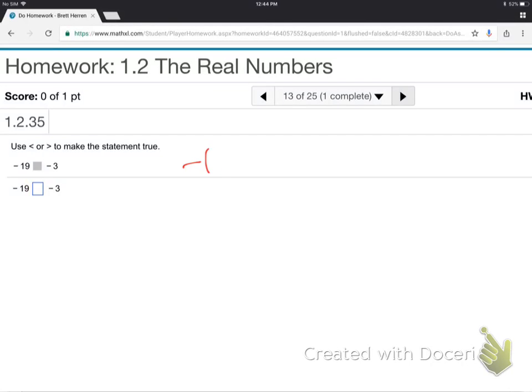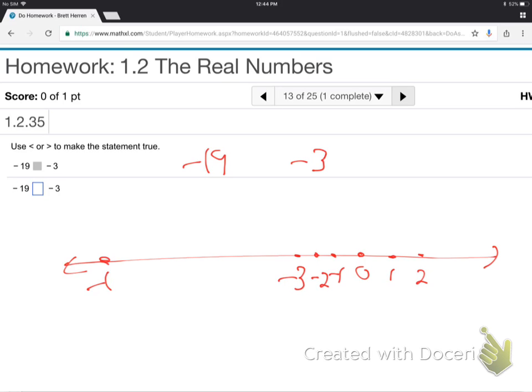Okay, so minus 19, minus 3. Which way does the symbol go? Well, think about the number line. Here's 0, let's say, and positive 1, positive 2. Here are the negative numbers this way: negative 1, negative 2, negative 3. Negative 19 is way down there, isn't it? So here's negative 3, negative 19. Which one's really bigger?